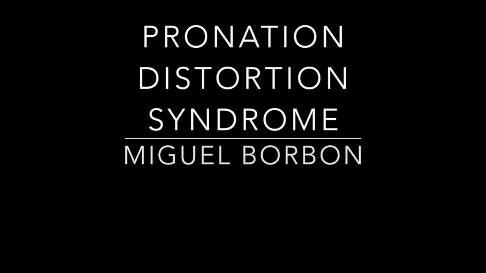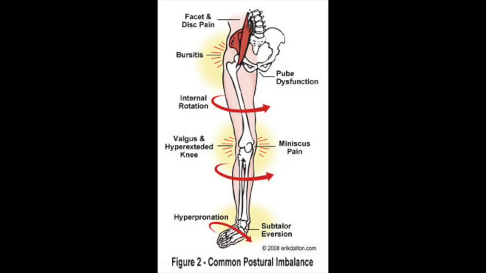In this video, we will review Pronation Distortion Syndrome and its effects on the kinetic chain and corrective solutions to decrease injury risk. Pronation Distortion Syndrome is characterized by excessive foot pronation associated with knee internal rotation and adduction. This lower extremity distortion pattern can lead to a chain reaction of muscle imbalances throughout the kinetic chain, leading to foot and ankle, knee, hip, and low back pain.